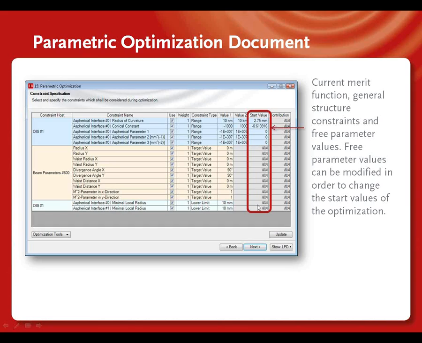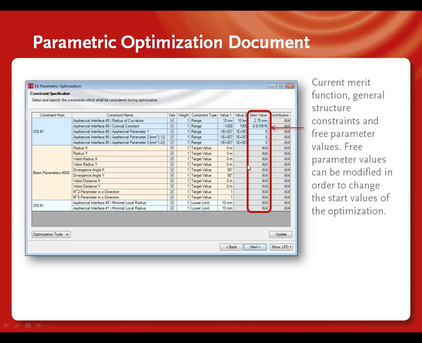There's another section. This is actually the current value that is used in the beginning of the optimization. That means, especially for the free parameters, you see just the initial value. For example, here the radius of curvature is 2.75 millimeters. This is the initial value used for the optimization. And for the merit functions and also for these general structure constraints, you have just an NA. That means not a number. That just means that this value is actually not calculated currently. You can calculate these values here if you press this update button.